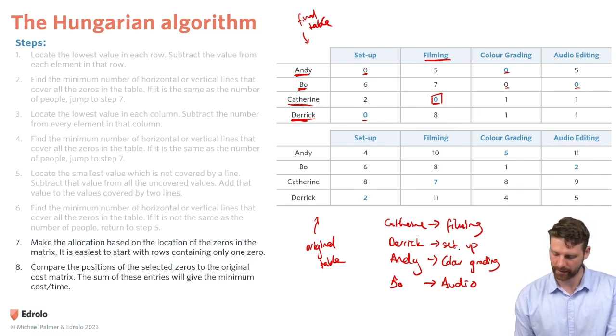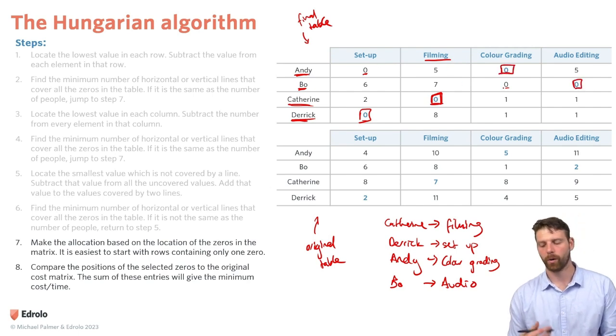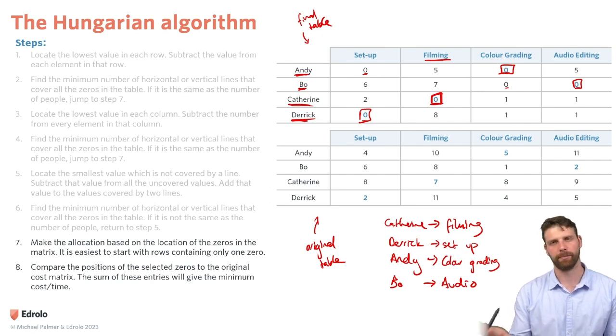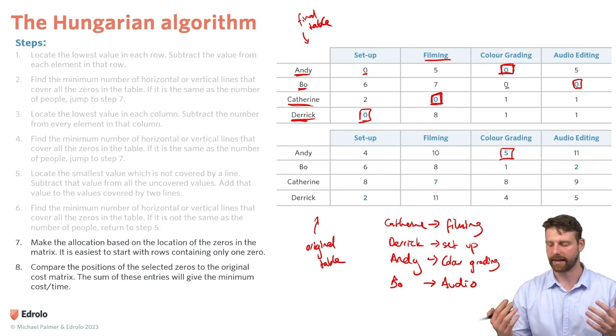So we said that Derek was going to do setup. We said that Catherine's going to do filming. We said that Bo's going to do audio, and Andy's going to do color grading. Okay, what we do now is just look at the comparable entries. So Andy's entry here for color grading, that's a 5. That's his initial weight, the time or the cost it takes for Andy to perform that task. So he takes 5 minutes where the others take 1, 8, and 4.